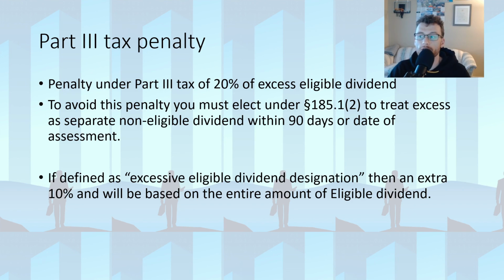But wait, it gets worse. You don't have to do this calculation that we did in the prior slide trying to figure out what the excess is. The 30% penalty will be based on the entire eligible dividend that was declared. This is a strict anti-avoidance provision in order to reduce corporations from manipulating or gaming their GRIP or LRIP accounts to distribute further eligible dividends.